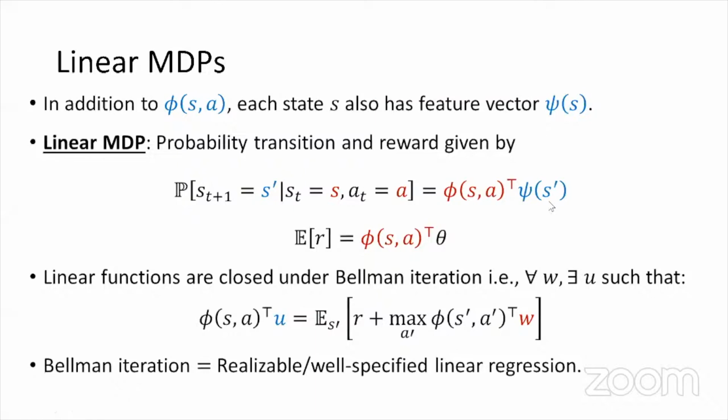And the second assumption we would like to make about the MDP is that, for linear MDPs, we can show that linear functions are indeed closed under Bellman iteration, meaning that if we put any linear function w on the right hand side, then there exists a u which satisfies this equation on the left hand side. Okay. So in this context, Bellman iteration basically boils down to realizable or well specified linear regression, because indeed there exists a u for which this right hand side can be satisfied as a linear regression problem. Okay.